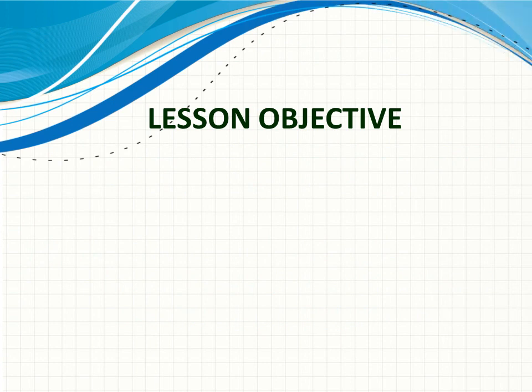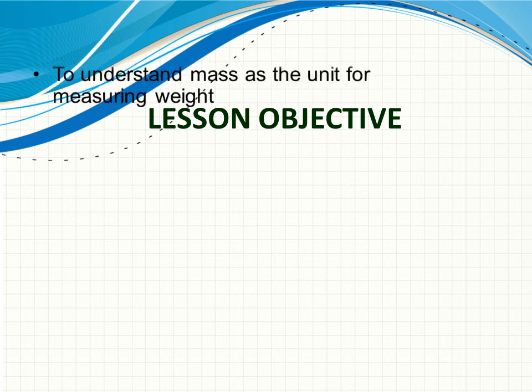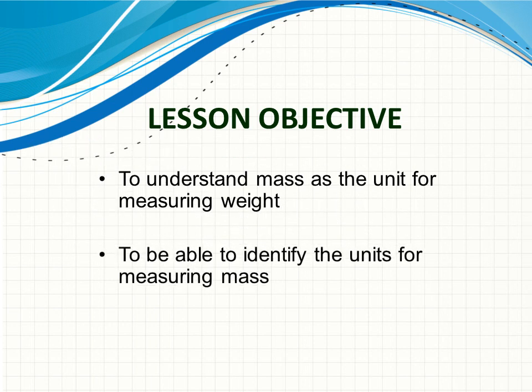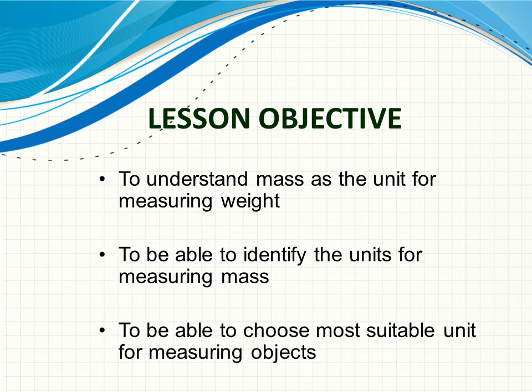What's our lesson objective for today? At the end of this lesson, we must be able to understand mass as the unit for measuring weight. Remember, we are talking about mass, and it is a unit that we use to measure weight. At the end of this lesson also, we must be able to identify the units for measuring mass. We just did a warm-up activity and we looked at the units for measuring length, MCMK. Now, for mass, which units do we use to measure? And finally, we must be able to choose the most suitable unit for measuring objects.